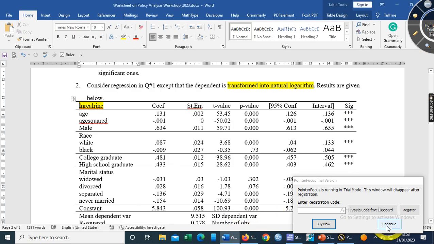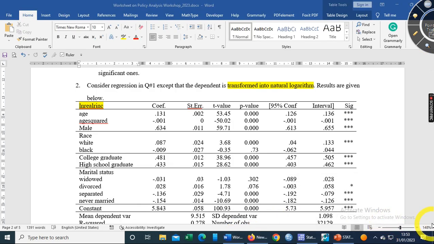So the dependent variable is in logarithmic form.